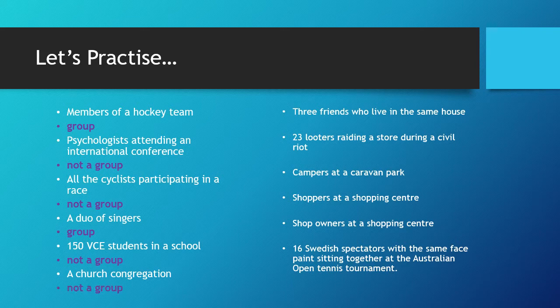A church congregation is not a group, right? You may interact with some, but you'd be a group within that collective. Three friends who live in the same house would be a group, because at some point you're going to interact. Twenty-three looters raiding a store during a civil riot are not a group. They're rioters. That's bad. Campers at a caravan park are not a group.